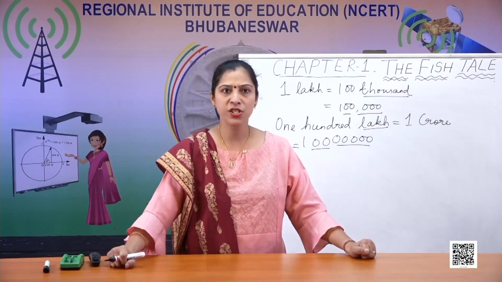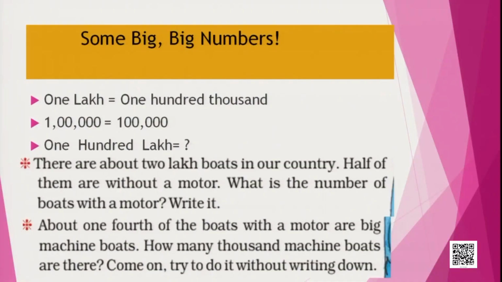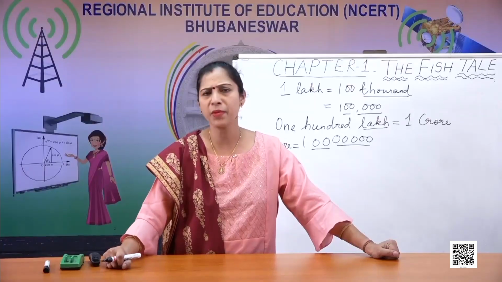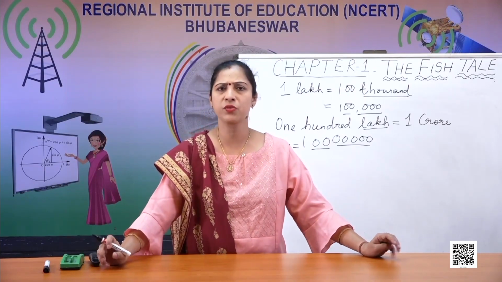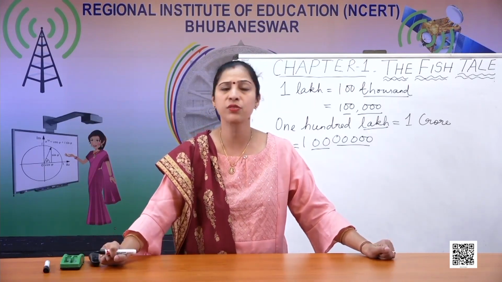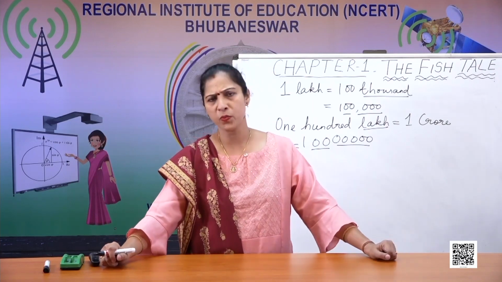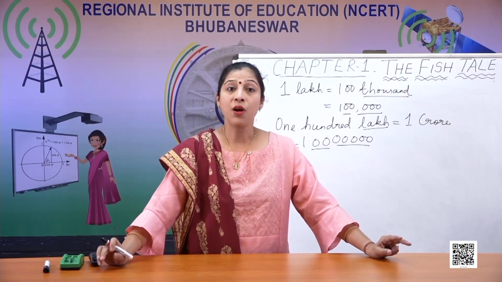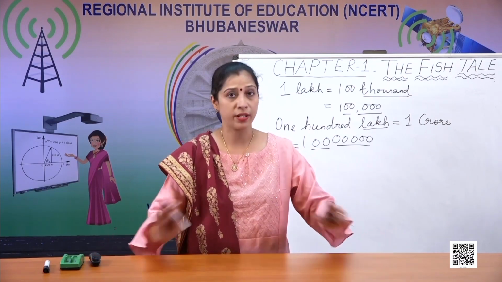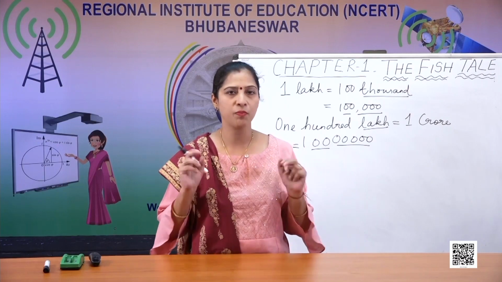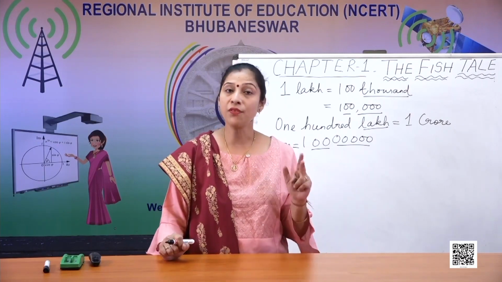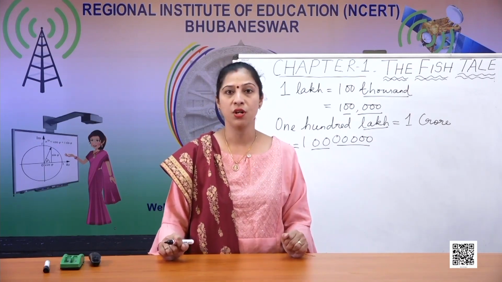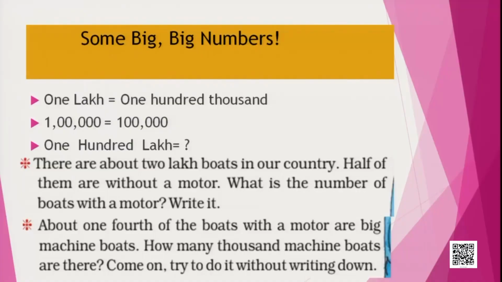Now let's see the question. There are about 2 lakh boats in our country. Now, children, in the last class, we had learnt about the different boats which the people are using to catch fish: log boat, motor boat, long tail boat and trawlers. Out of those boats, the total number is almost 2 lakh, and half of them are without a motor. What is the number of boats with a motor then?